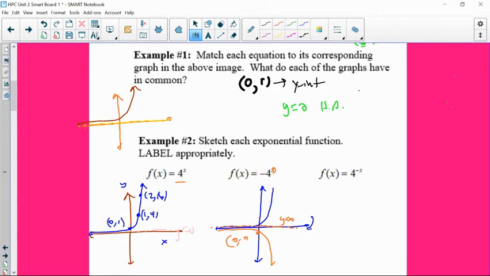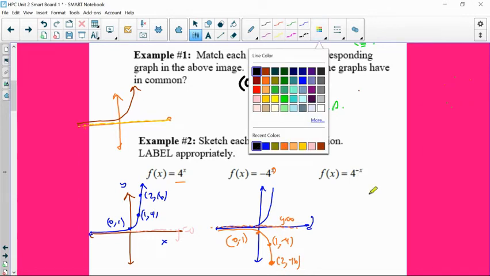And then it's kind of hard to read. Let's do it again. 0, -1. And then when you put in 1, 4 to the 1 is 4, but then make it negative. So it's -4. And when you put in 2, 4 to the 2 is 16, but then we make it negative.